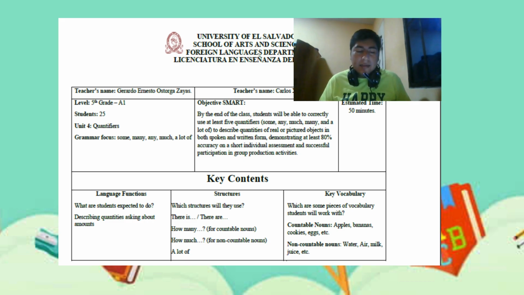But in the key vocabulary, we divide this with countable nouns and non-countable nouns. For example, with common things like the food. In the countable nouns, we use apples, bananas, cookies, eggs, and other things. But in non-countable nouns, we use water, air, milk, and juice.